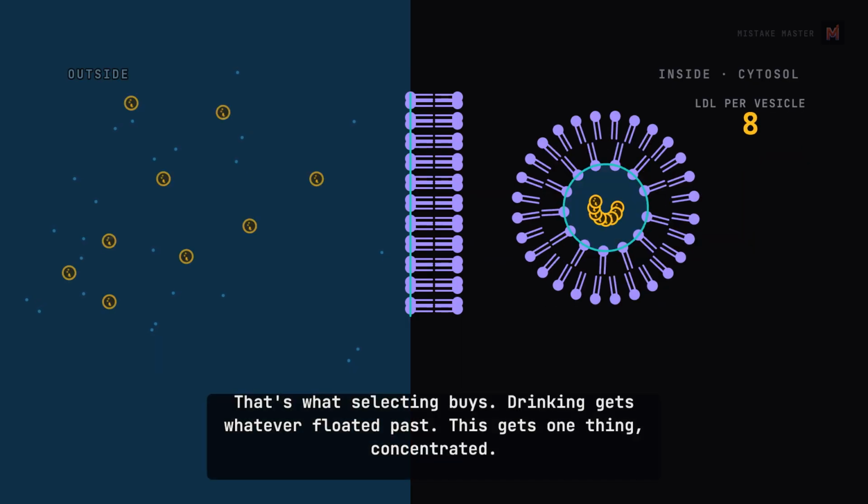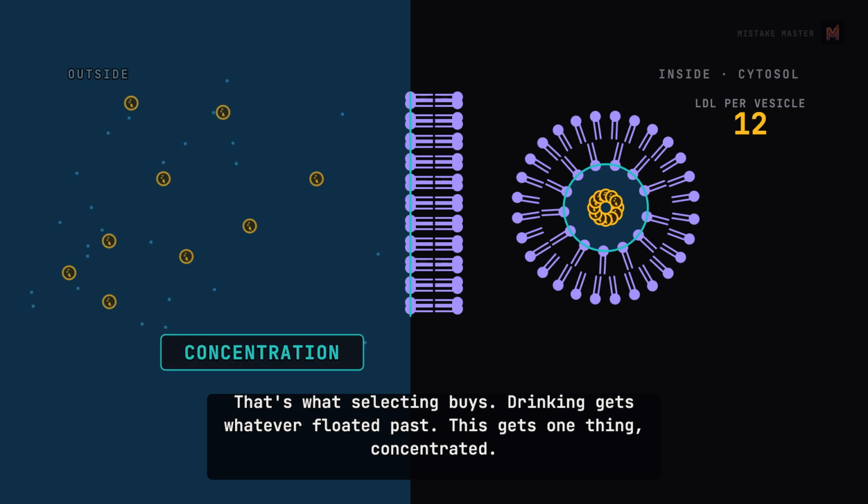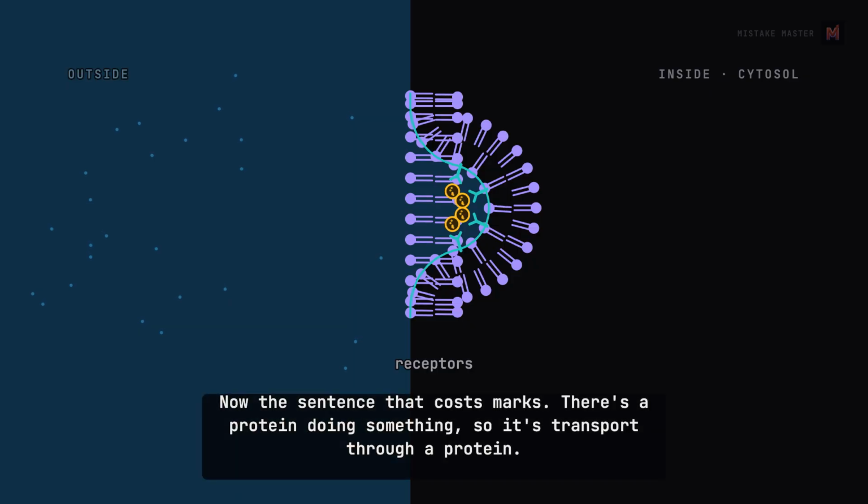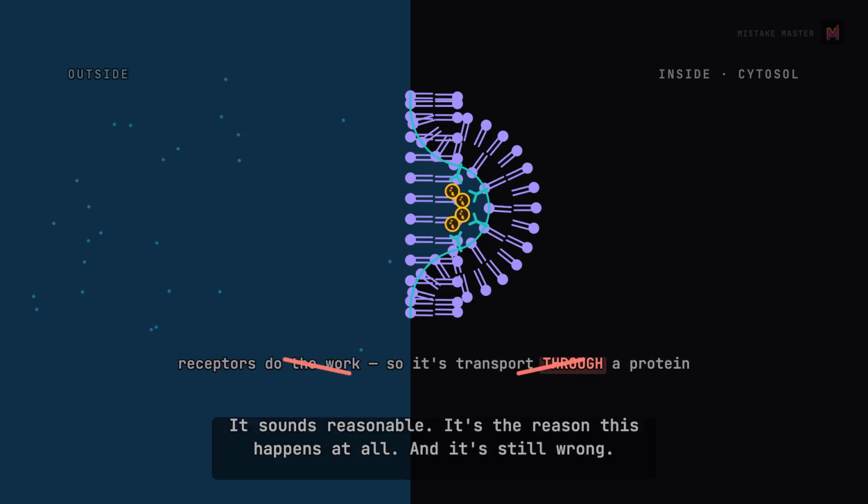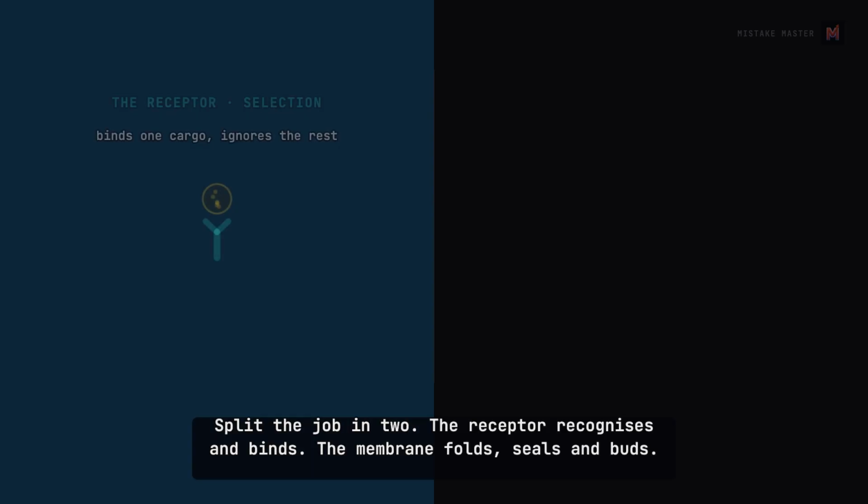That's what selecting buys. Drinking gets whatever floated past. This gets one thing, concentrated. Now the sentence that costs marks. There's a protein doing something, so it's transport through a protein. It sounds reasonable. It's the reason this happens at all. And it's still wrong. Split the job in 2.